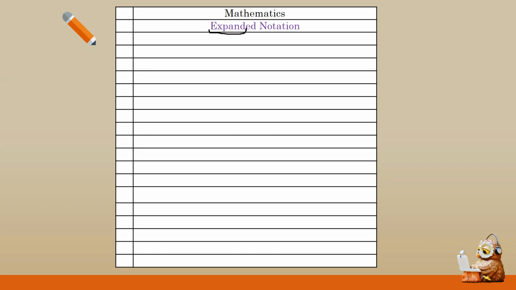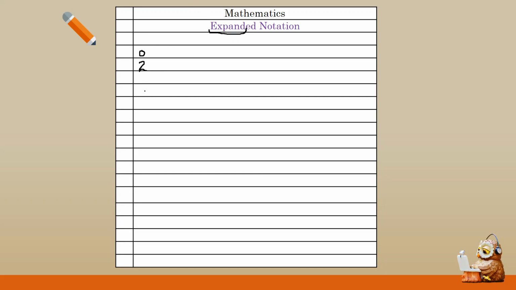Right? Before we look into expanded notation, let us remember that every digit in a number has a place or a house, right? So if a number has only one digit, for example, 2, this just means 2 ones. So the 2 here is in the ones place. It's 2 ones.